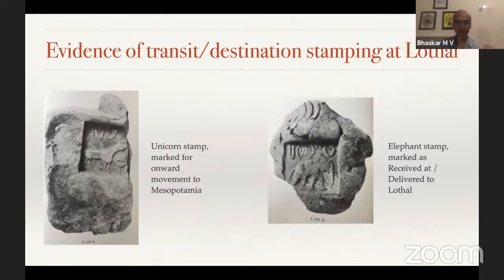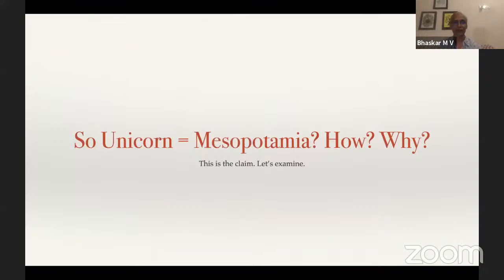Okay, so from there I proceed to, so am I saying that unicorn equals Mesopotamia? How? Why? In this session, this is essentially the claim that I'm advancing, and we're going to examine that claim. We're going to take it apart, deconstruct it, and examine it. So that is actually my intention in presenting this.